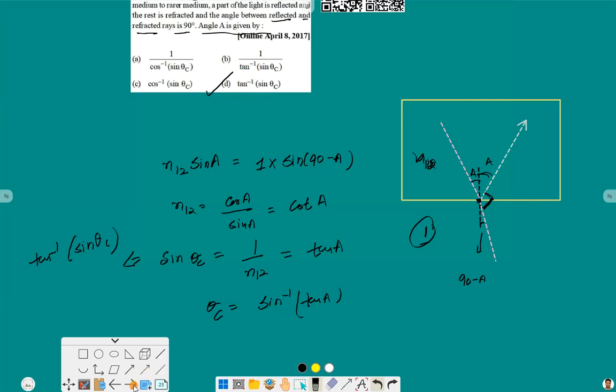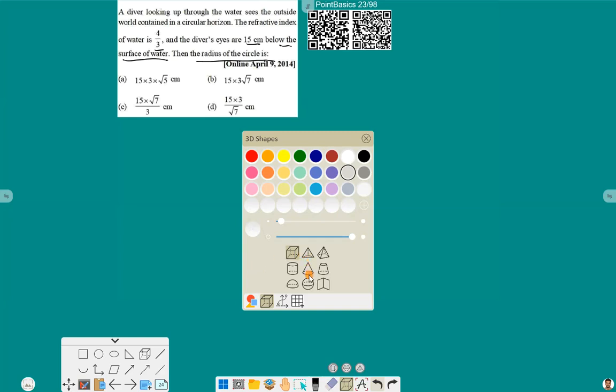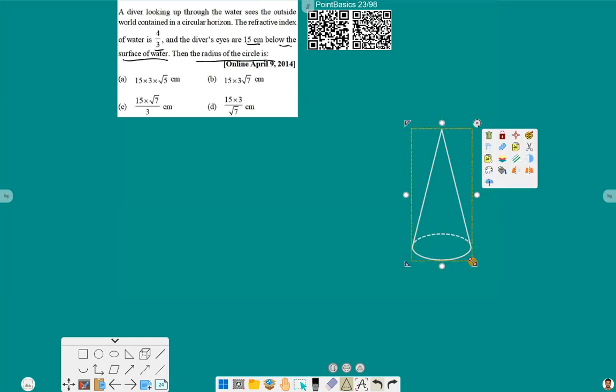Let us move ahead. A diver looking up through water sees the outside world contained in a circular horizon. The refractive index of the water is 4 by 3, and the diver's eyes are 15 meter below the surface of the water. The radius of the circle will be. So when the diver is seeing, he will be seeing through a conical shape like this. Let me plot it and rotate it. Yes, here it is. Wait a minute.